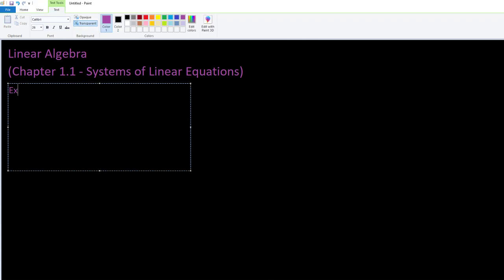Example 3. 3x plus 4y plus z equals 1. Here's equation 1. Equation 2. 2x plus 3y equals 0. Equation 3. 4x plus 3y minus z equals -2. So there you go.